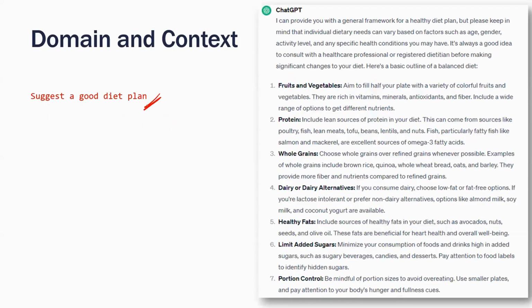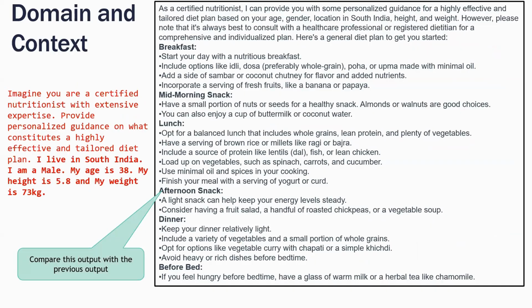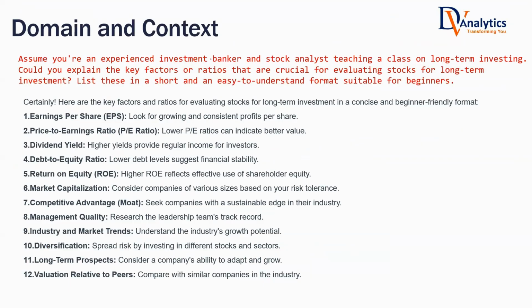If you just ask for a good diet plan, it is very broad, very generic. Eat fruits, eat protein, eat whole grains, very generic. But if you mention carefully, imagine you are a certified nutritionist with extensive expertise. Provide personalized guidance on what constitutes a highly effective, tailored diet plan. And you mention your domain, your context. I live in South India. I'm a male. My age is 38. My height is 5.8. My weight is this much right now. Based on this, you suggest me. Then it will suggest, okay, you can eat idlis, dosas, some coconut chutney, banana, papaya, etc. For lunch, you go for millets like this. Give the domain, give the context.